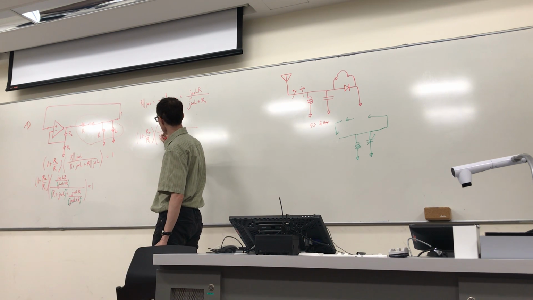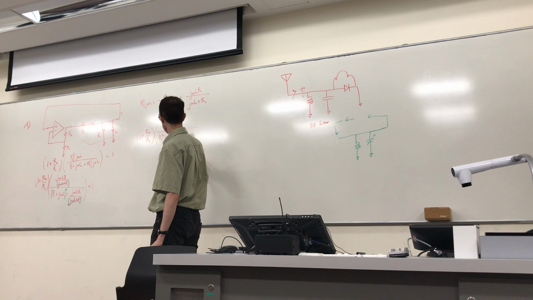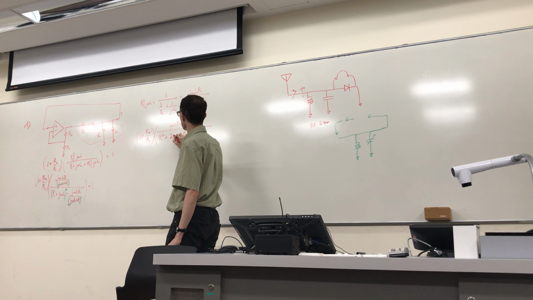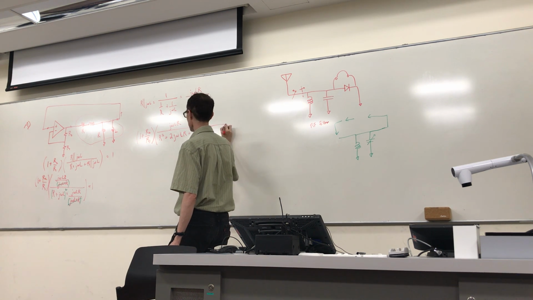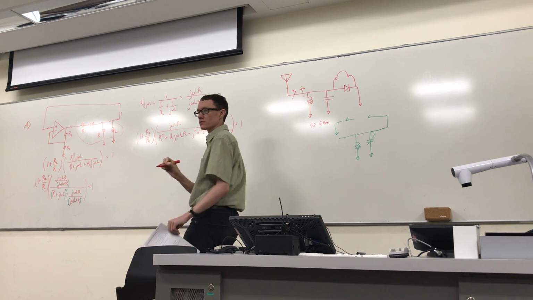So I've got R squared plus 2 j omega Lr plus j squared omega squared L squared plus j omega Lr. Right?